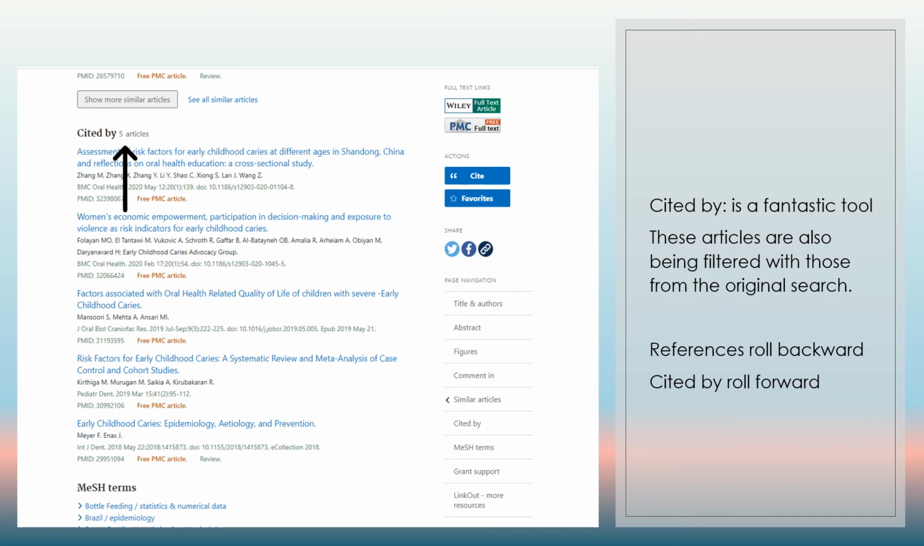So just keep in mind that for your references, you're going to be rolling backward. You're going to be looking at research that was published before your golden egg. If you are looking at your cited by list, that's kind of like rolling forward. You're looking at articles that have been published since your golden egg.